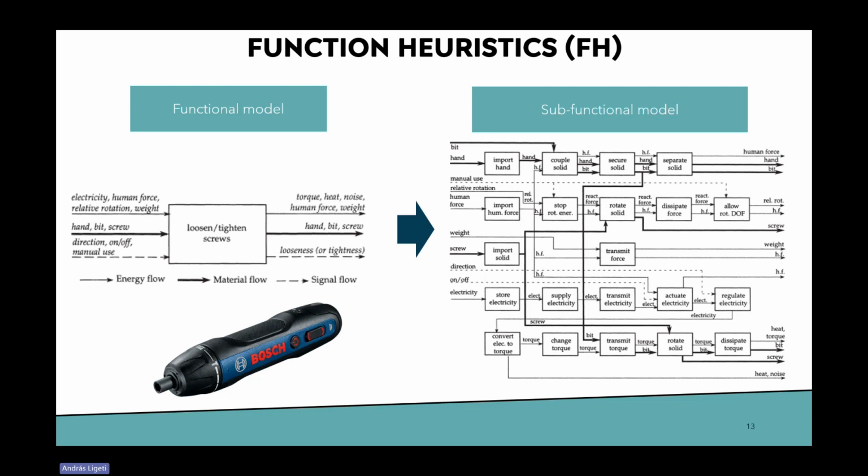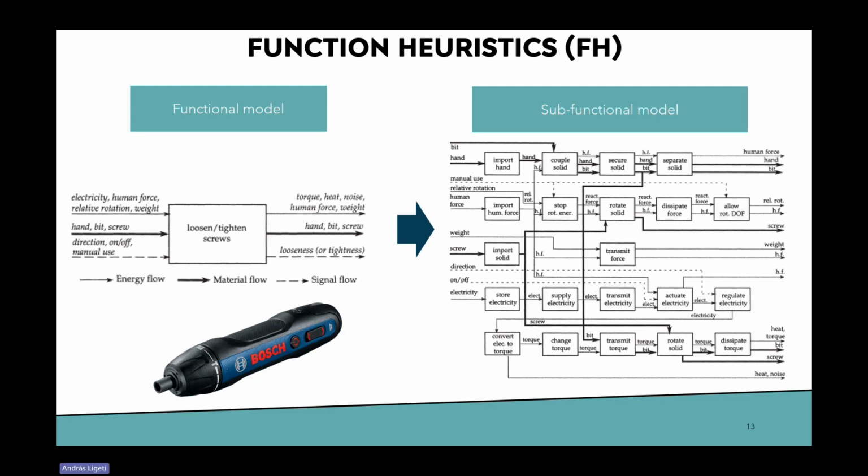So if you want to add a different kind of flow to the system, you can do that. In this case, you have to transfer electricity. You also have to hold the screwdriver in your hand. So that's human force. You also have to use counterclockwise rotation to hold the screwdriver in your hand. The screwdriver also has a weight. So these are the energy flows which are actually influencing the system.